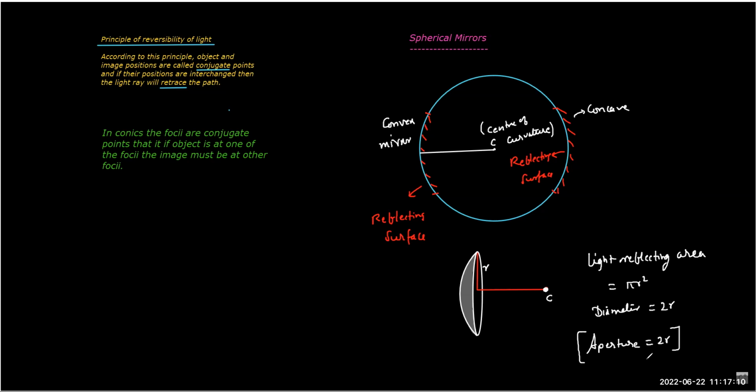Now the light reflecting area will also have a center. So in this case, this is the center. So this is the center of the light reflecting area, and what do we call this point?